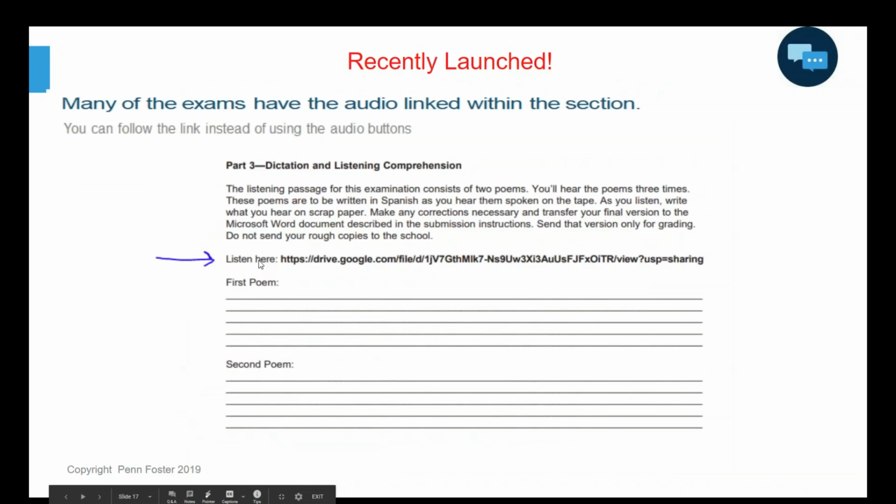So we have heard from students they were having trouble with launching the audio for whatever reason in the course. So what Dan and I did was create specific links that you can find the audio on. So if you're going through an exam with an audio section, you can feel free to click on the link below the directions to launch the audio. Usually students have a little bit more success with that, so please feel free to use those.